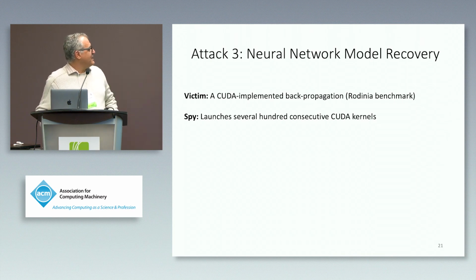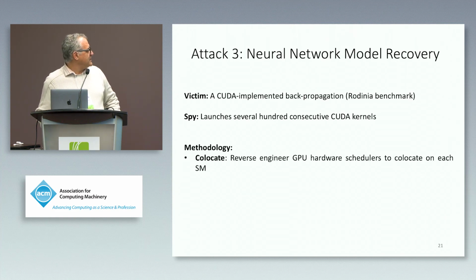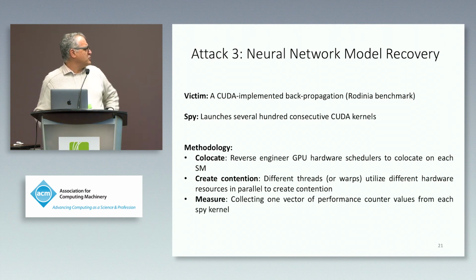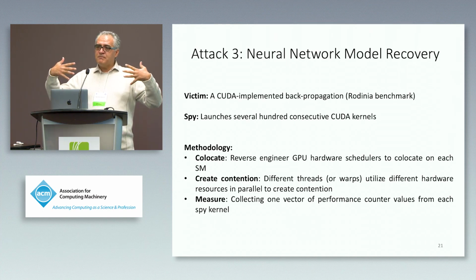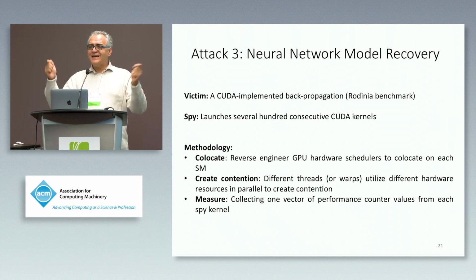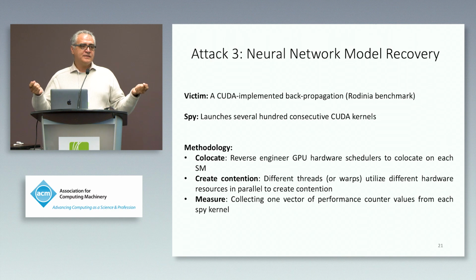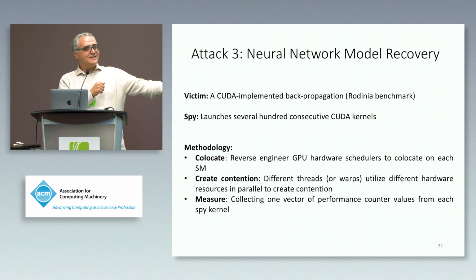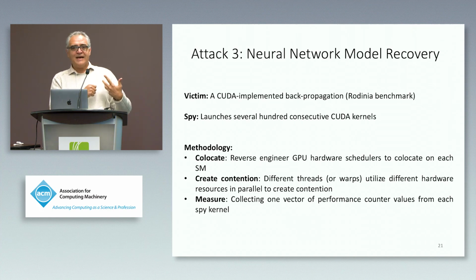So the spy launches several hundred CUDA kernels. Each of them gives you a sample of the performance counters. We reverse engineered the colocation, but it's not really important to us now. So just to make sure that they do happen on the same SMs. What we use our kernels for is to generate a lot of contention on a lot of resources, because, for example, let me say I flush the cache, then we can see the victim's behavior as it accesses the cache, and we get a stronger signal in terms of the performance counters.